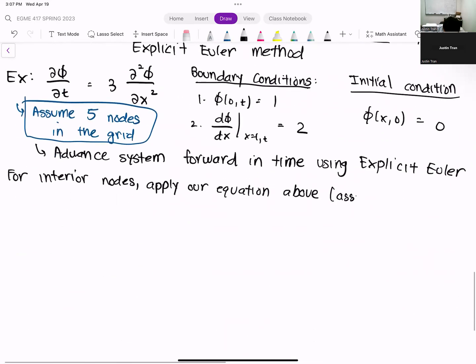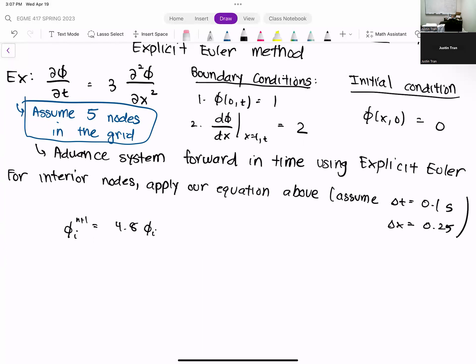So let's assume delta t is 0.1 seconds and delta x is equal to 0.25. Okay, and so we plug that in. What we get is phi_i n plus 1 is equal to 4.8 phi_(i-1) minus 8.6 phi_i plus 4.8 phi_(i+1). Sorry, the left side should just be n, not n plus 1, and the right-hand terms are all at n.